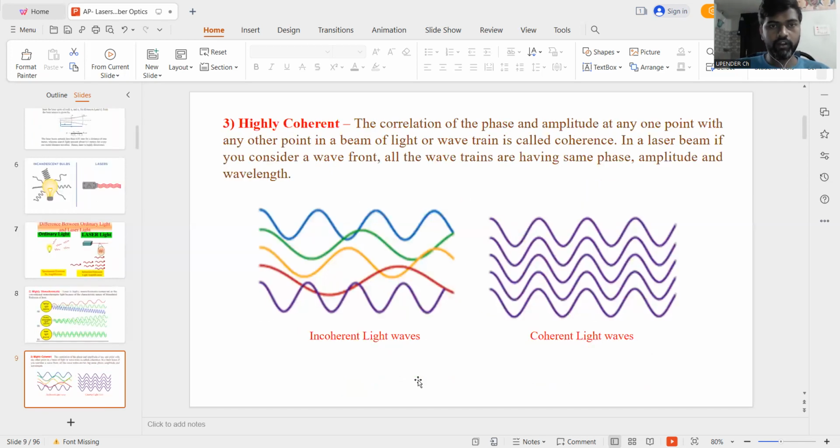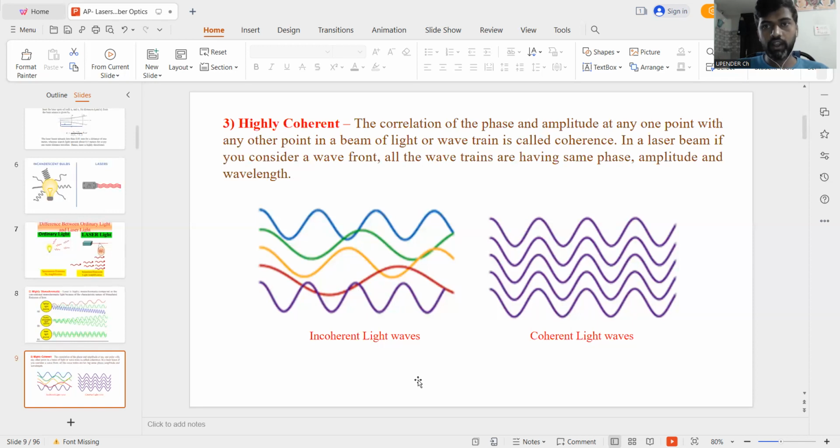Next, highly coherent. What is coherence? Coherence is nothing but the correlation of phase and amplitude at any point with any other point in the beam of light or wave plane. It is called coherence.